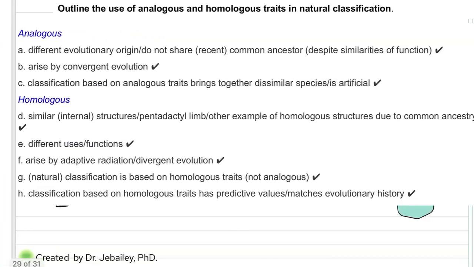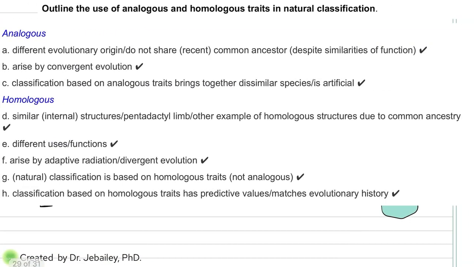So let's look at the mark scheme. Analogous: different evolutionary origin, which means they do not share the same common ancestor. When I say different origin, that means not the same common ancestor. So it's convergent evolution, which brings together different species to form a similar function.